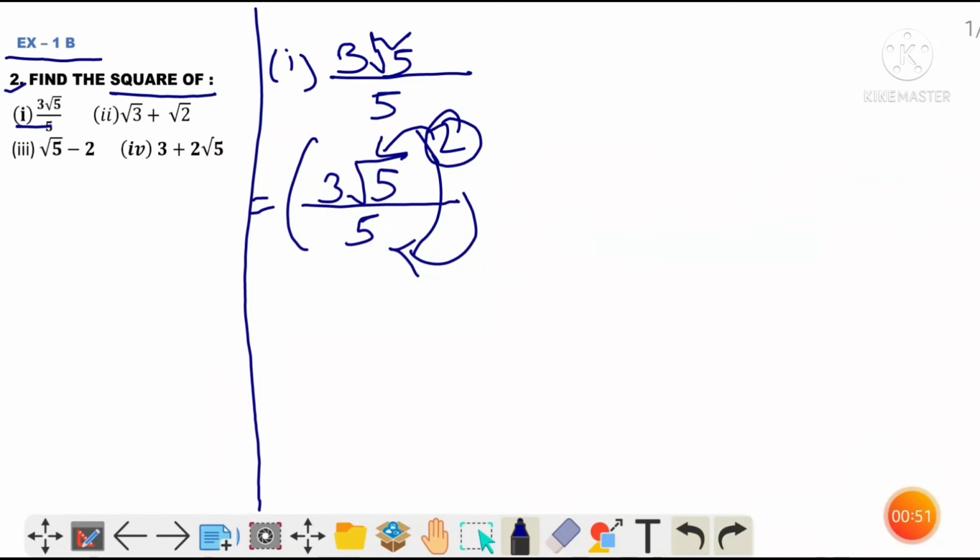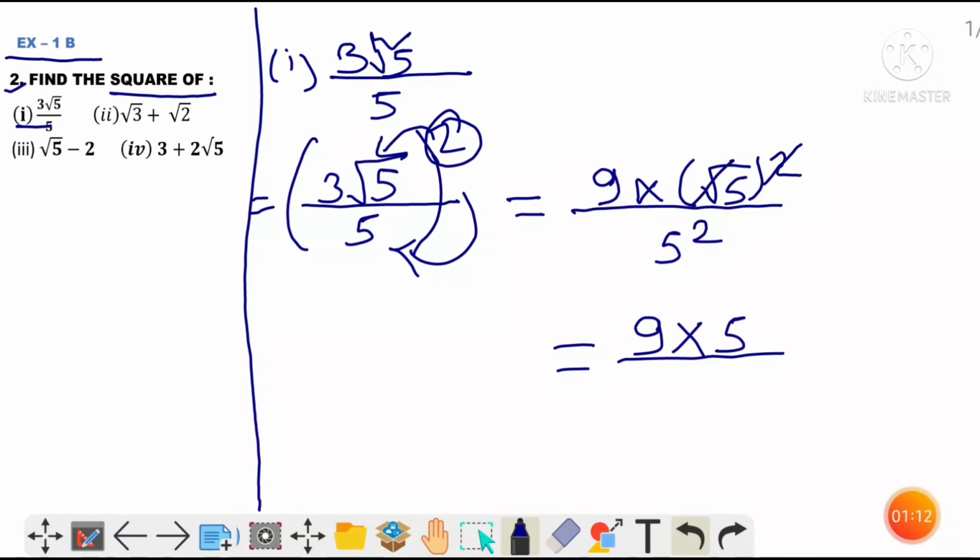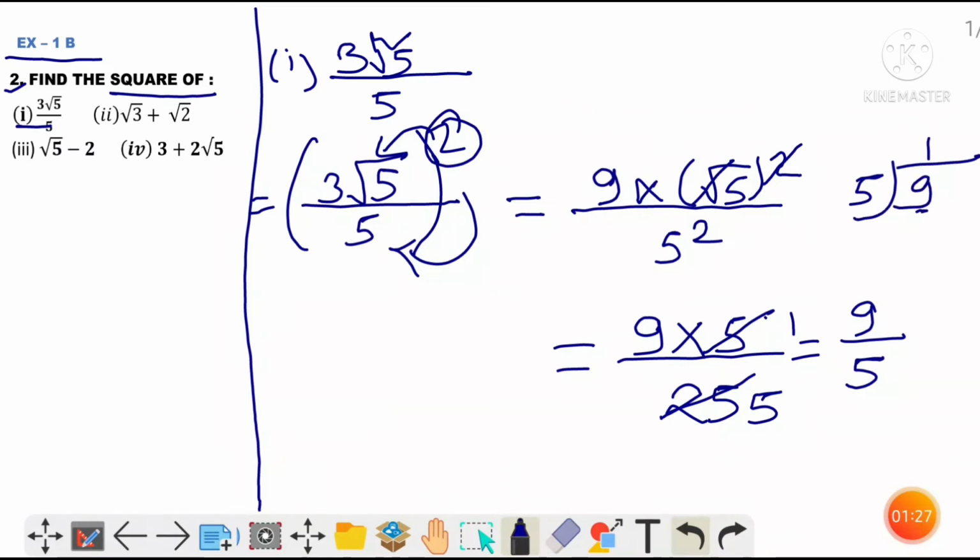So here we'll get 3 square, that means 9, into root 5 square upon 5 square, is equal to 9 into 5, because the square will cancel the root, upon 25. So we'll cancel by 5 here. 5 1s are 5, 5 5s are 25. So we'll get 9 by 5. Dividing by 5, 5 1s are 5, remainder 4. Your answer will be 1 4 by 5.